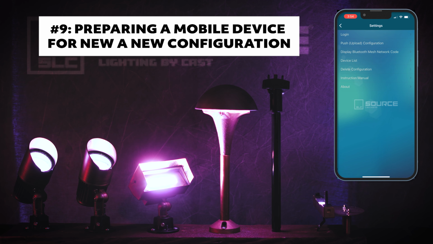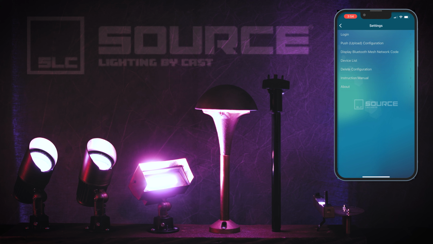Section 9. Preparing a mobile device for a new configuration. Now that your client settings and configuration are on the cloud, to put your personal Bluetooth settings back on your phone, you will need to delete the current configuration. To prepare a mobile device for a new lighting configuration, you must delete the current lighting configuration.